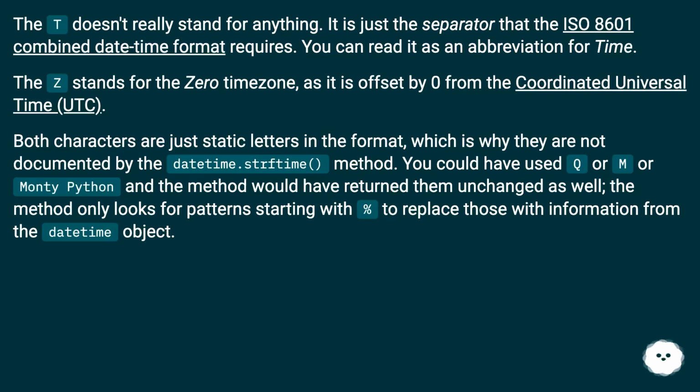Both characters are just static letters in the format, which is why they are not documented by the datetime.strftime method. You could have used Q or M or Monty Python and the method would have returned them unchanged as well. The method only looks for patterns starting with % to replace those with information from the datetime object.